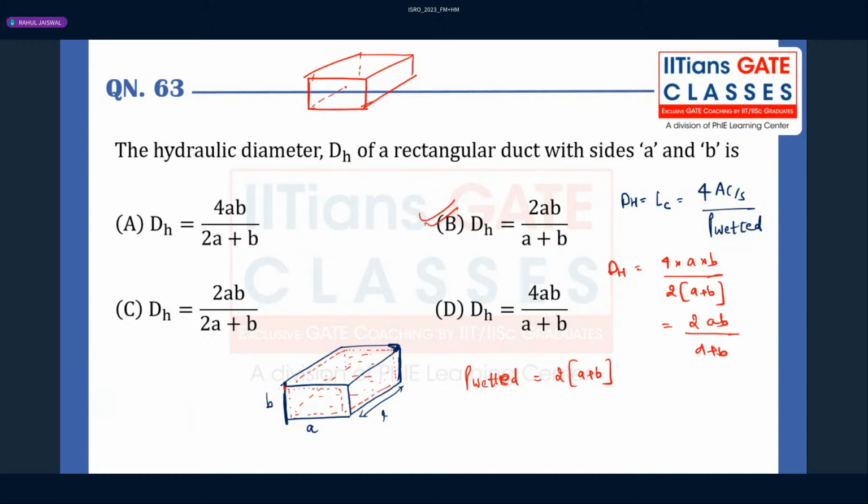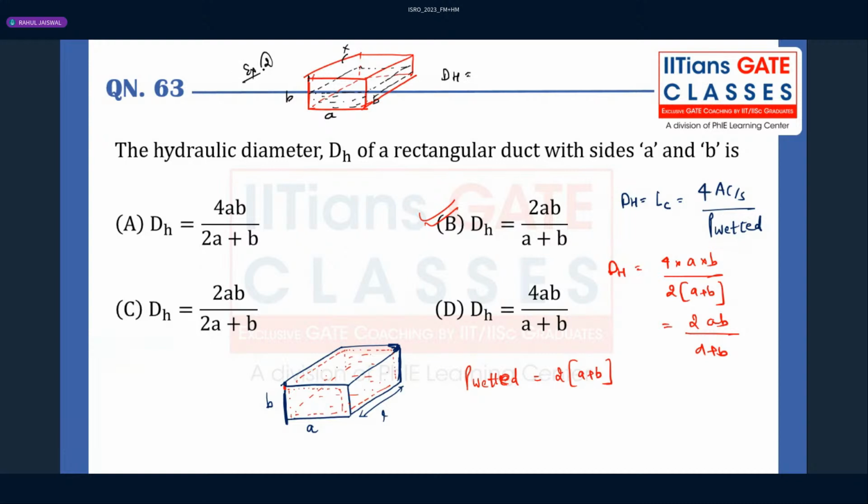They have given like this. They are saying it is only half filled. That means it is filled up to this point, so it is not touching the top surface. Only it is wetting the A side and the two B sides. In that particular case, what will my hydraulic diameter be?